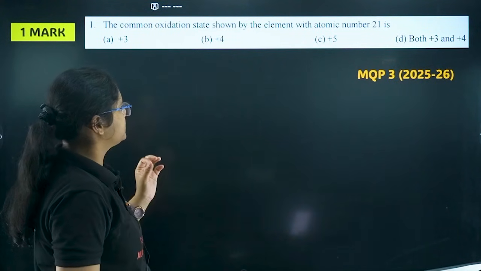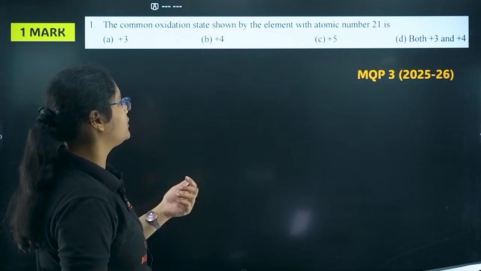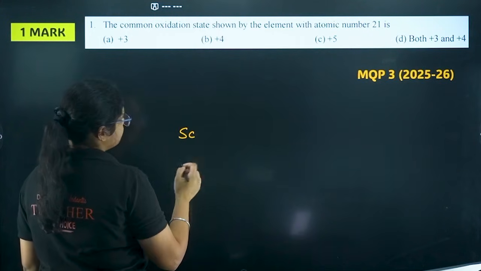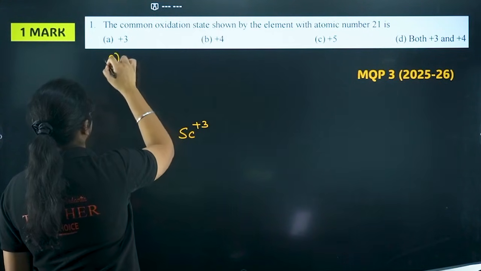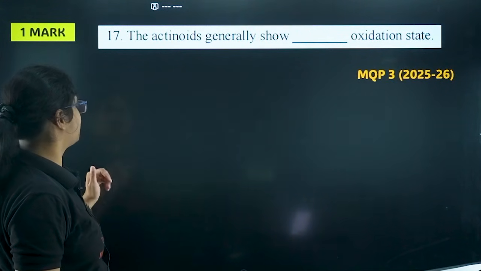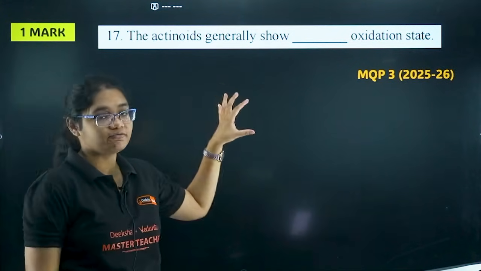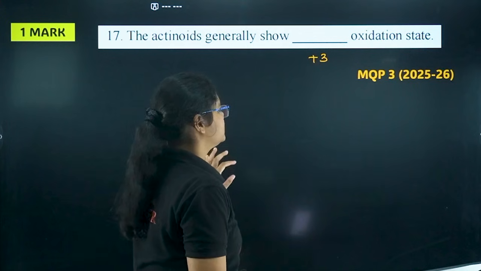The common oxidation state shown by the element with atomic number 21 is... So that is scandium, right? Scandium shows a common oxidation state of +3. So option number A is the correct answer here. Okay, now let's move to the next question. The actinoids generally show dash oxidation state. So this was a fill in the blanks question. So here also the answer is +3 oxidation state.